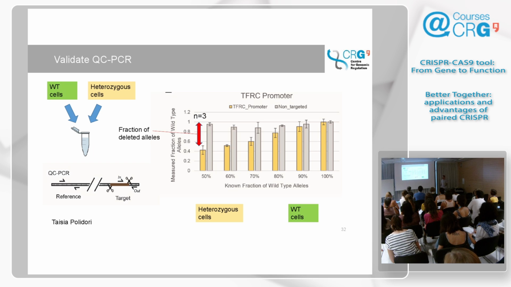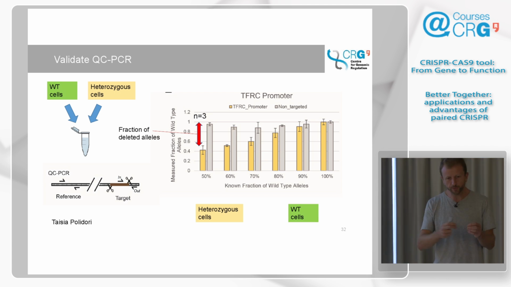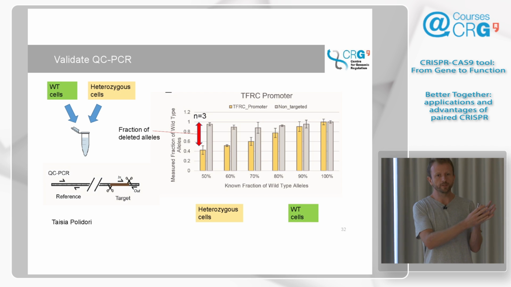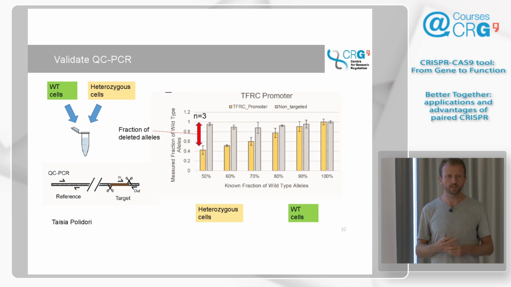And so firstly, we just checked that this thing was quantitative. This was, Taisia did this. To check if it was quantitative, we need to make a dilution series of genomic DNA with known concentrations of a particular allele.